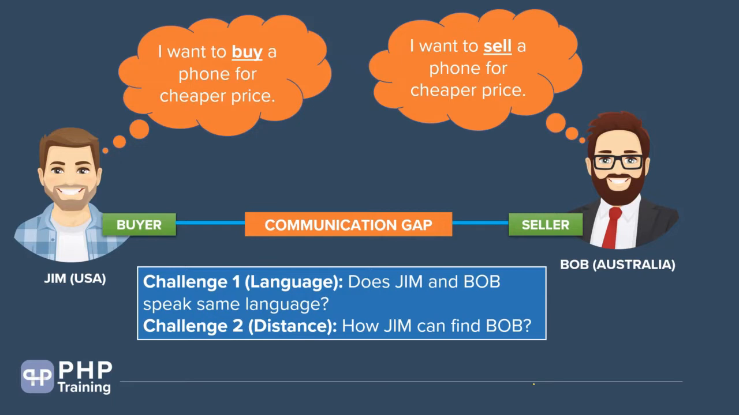Let's take this challenge and understand the definitions of protocol, TCP/IP, and Internet in terms of solving these two challenges. Challenge number one is the language: do Jim and Bob speak the same language? Challenge two is distance: how can Jim find Bob? Okay, so that's the challenge of the communication gap. Let's understand the other things.